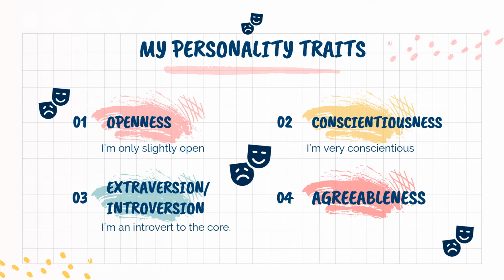For number 3, I'm an introvert to the core. I'm a really shy introvert, which is an interesting mix, especially in the classroom. I need plenty of alone time. I'm a little socially awkward, but sometimes I can be charming. And I prefer small group activities, but mostly I like being solo.